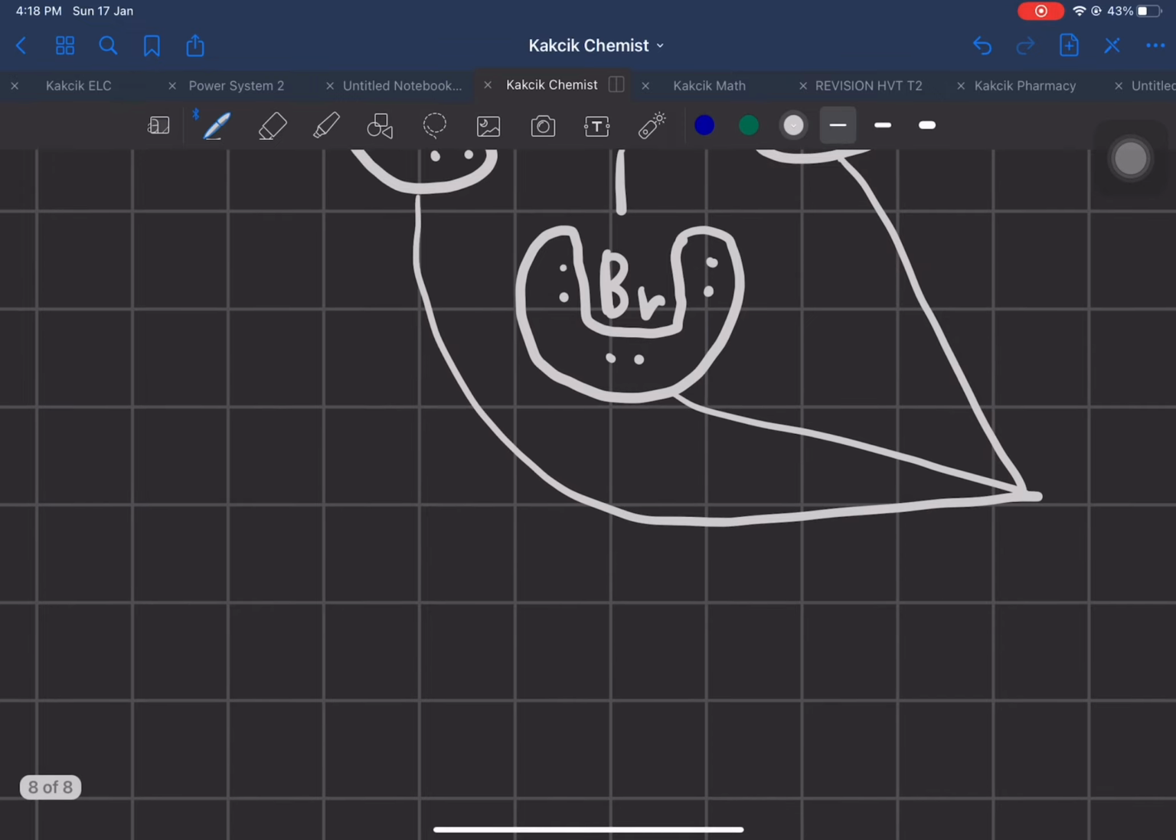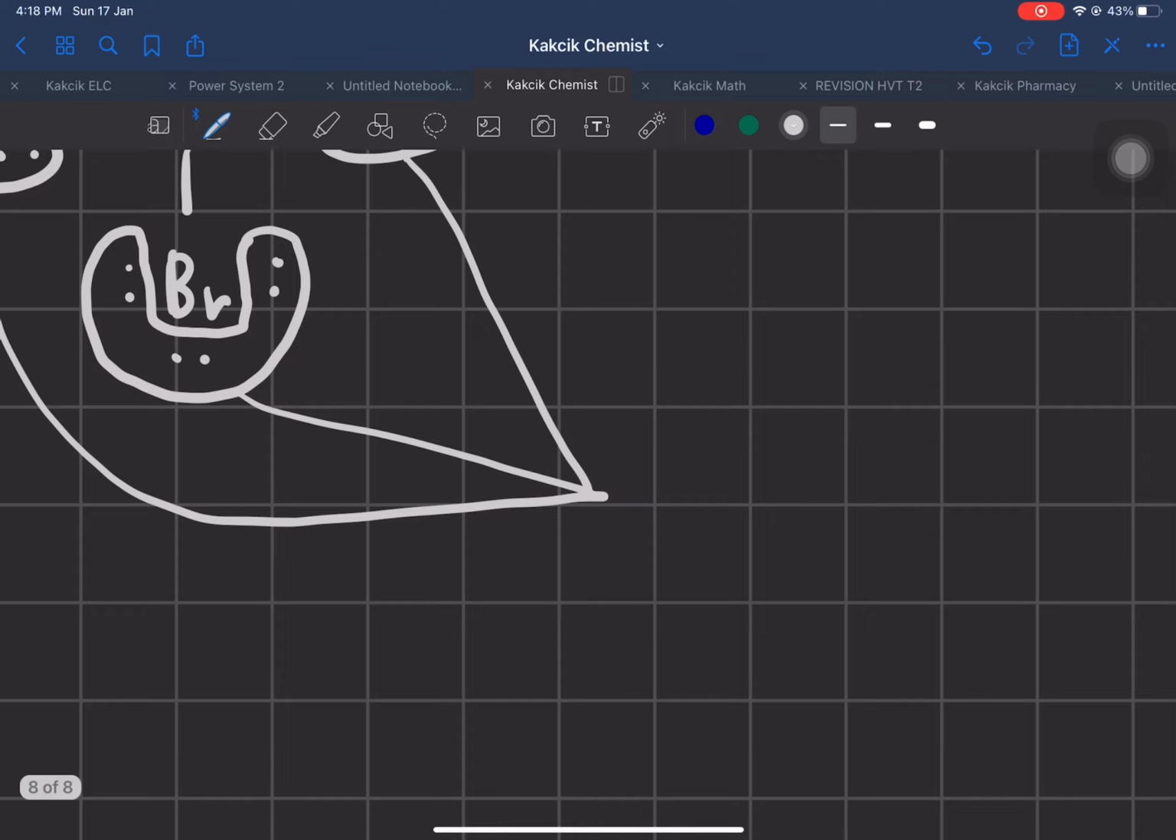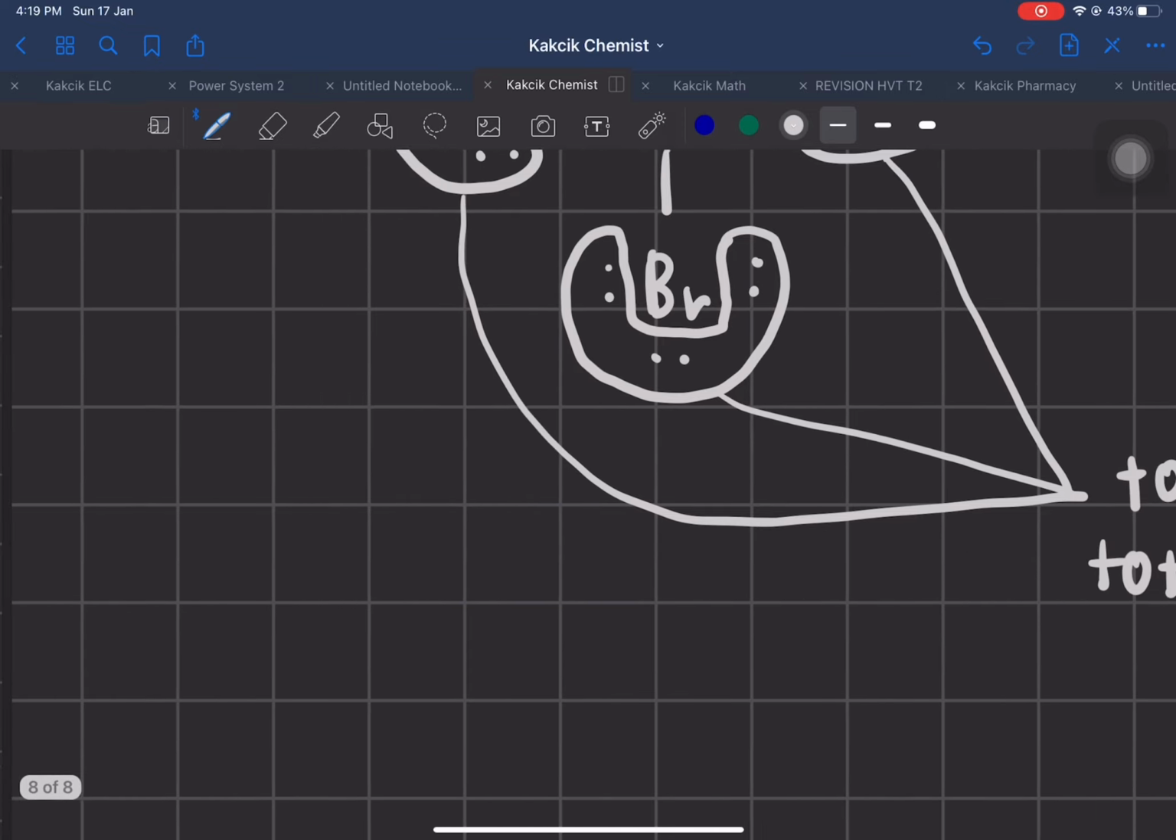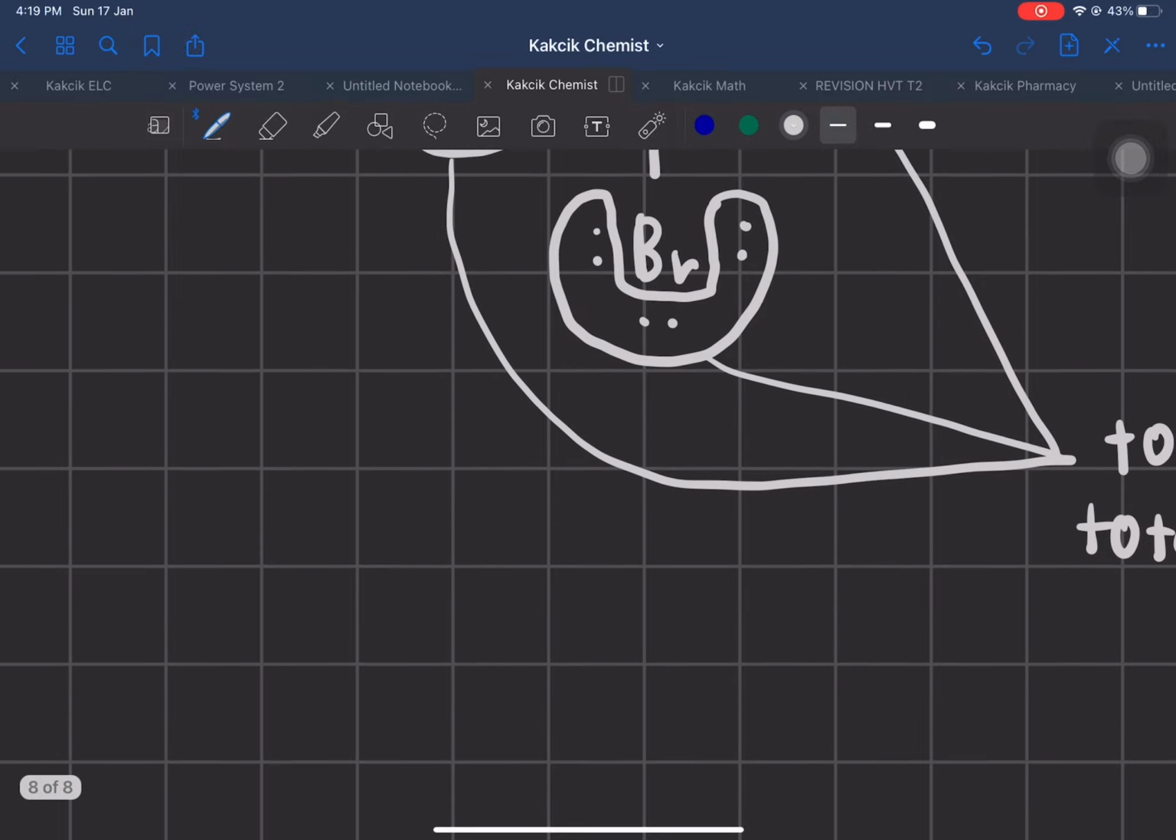So ada dekat Br saja dah ada dapat 8 elektron. So dah cukup lah kan, dah complete octet rule. Kita akan letak dekat all of those terminal atoms dekat semua Br. So 3 darab 6, 3 times 6 is equal to 18.